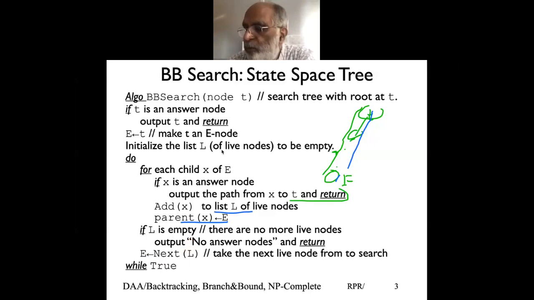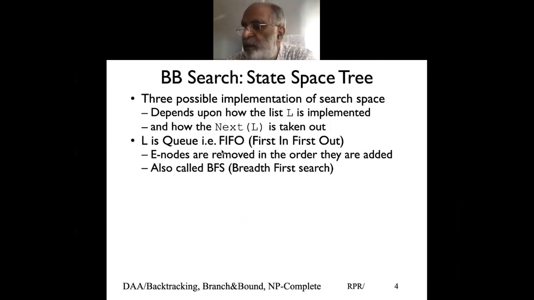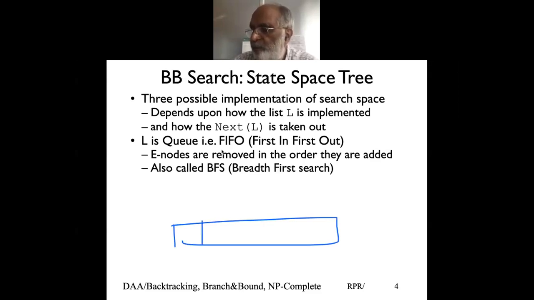And how branch and bound works is primarily determined by how I pick my next node from the live list. And we look at three approaches. One is called FIFO, first in, first out. That means my list, the list of live nodes, is basically a queue. I put elements into the queue and keep adding, and then remove from the queue. So this is called first in, first out.